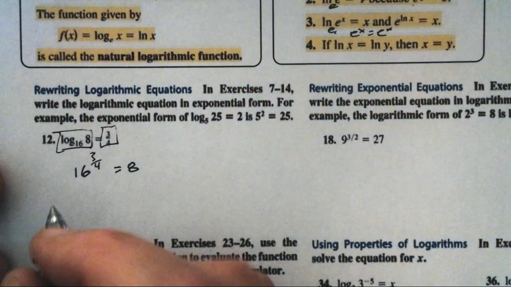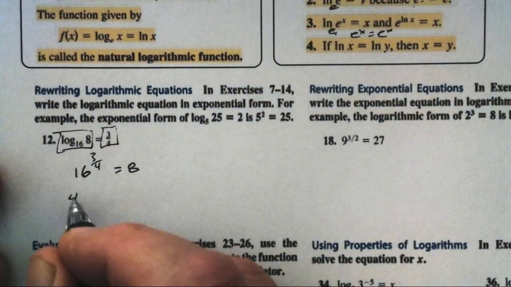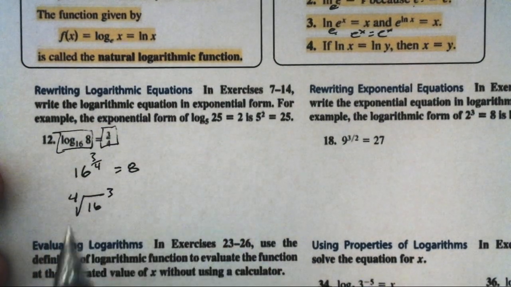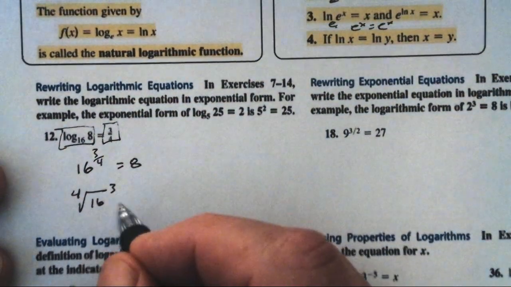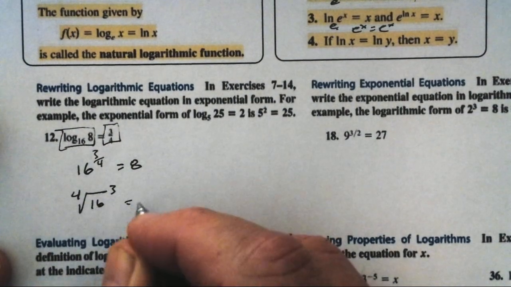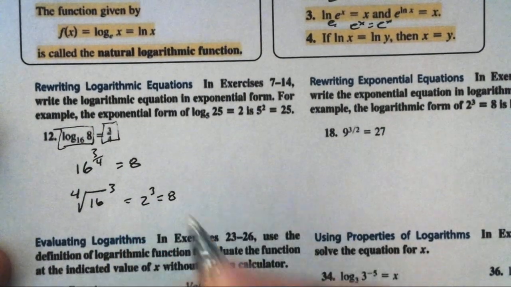Well, let's take a look at that. That's like saying the 4th root of 16 to the 3rd. But the 4th root of 16 is 2, since 2 times 2 times 2 times 2 is 16. So this is 2 to the 3rd, or 8, sure enough.